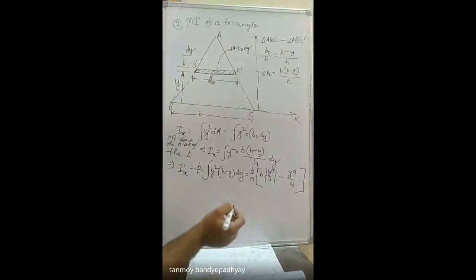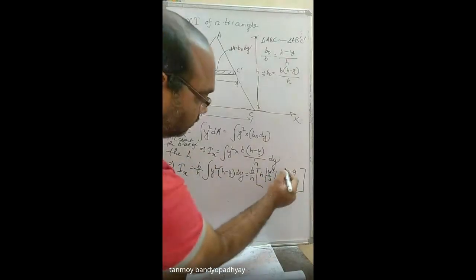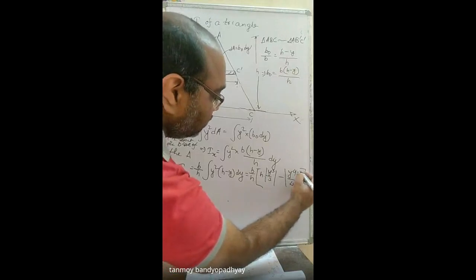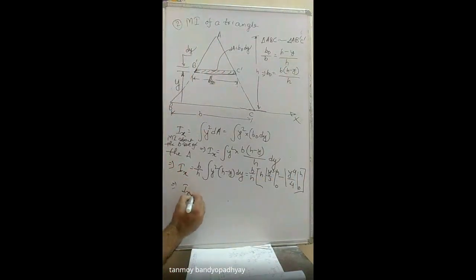What are the limits of integration? The limits of integration are y varies from 0 to h. Here you put 0 to small h, here also you put 0 to small h. Now you calculate Ix. I hope you can put the values and calculate. Just check what value you are getting for the moment of inertia of a triangle about its base.